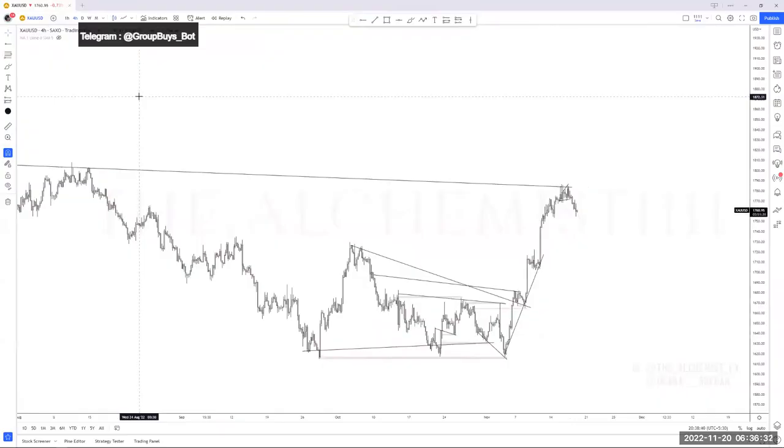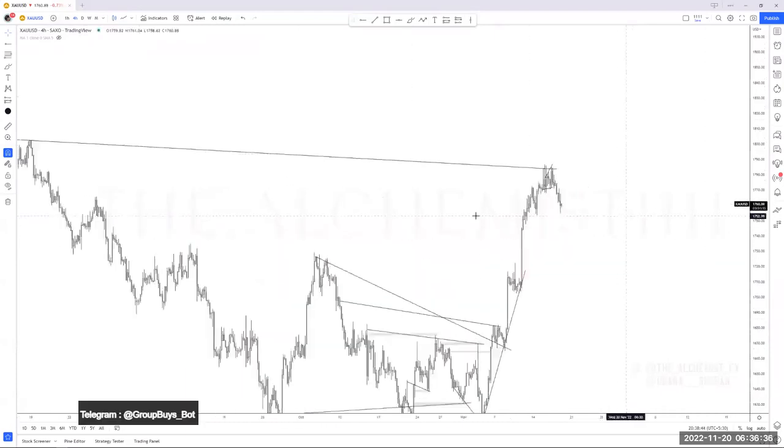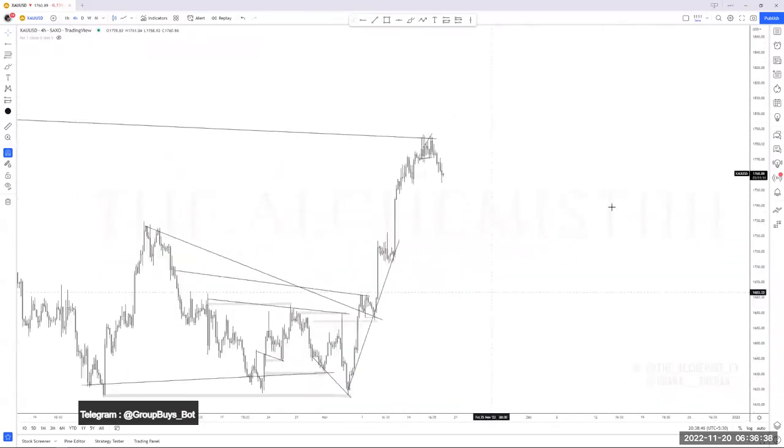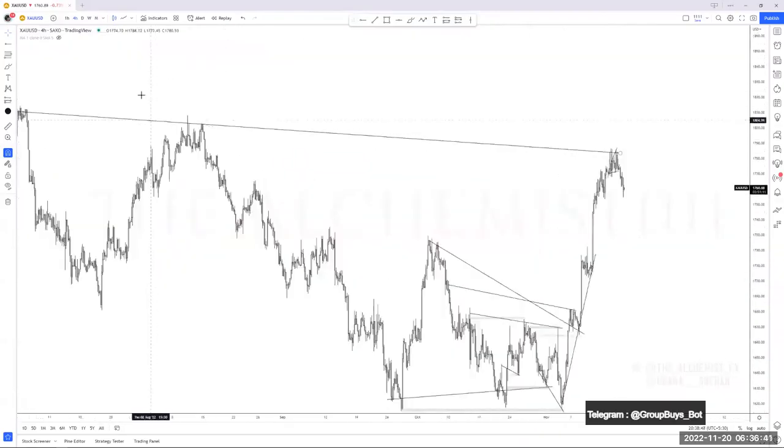I'll tell you what are the confluences that we use. First, let me just show you some examples. Let me delete this, it's messy.